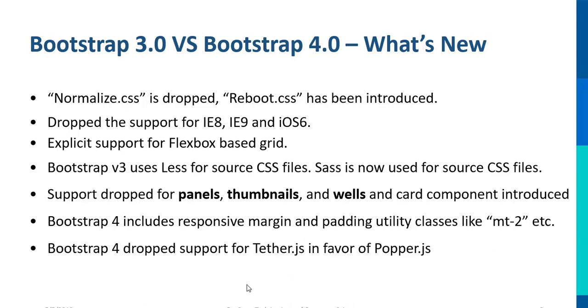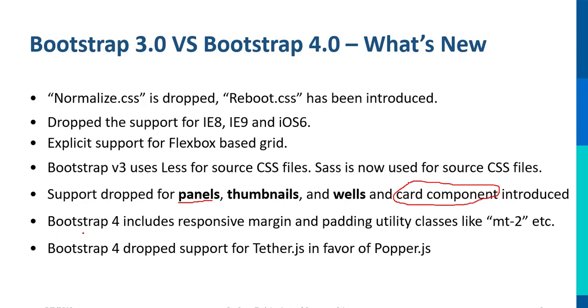So Bootstrap version 3 uses Less for the source CSS file. Bootstrap 4 has replaced Less with Sass, which is more flexible and easier to use. Panels, thumbnails, and wells, these sort of components have been removed, and a new card component has been introduced, which is easier and better looking to use.